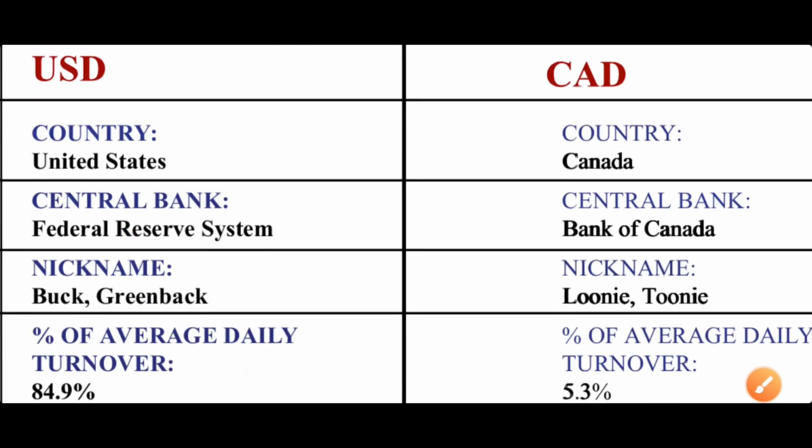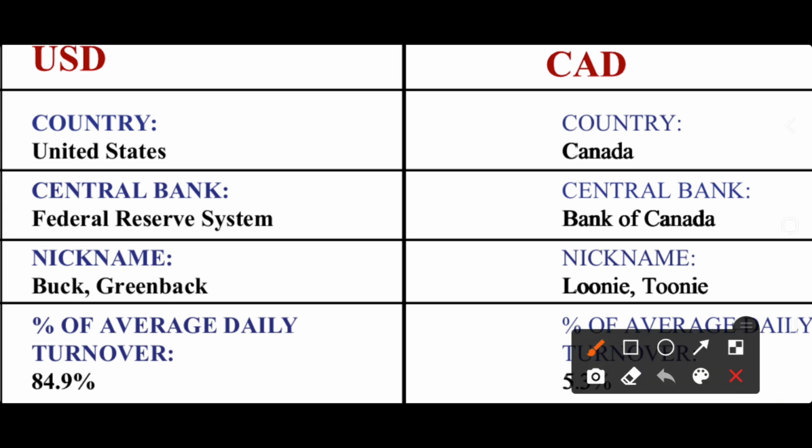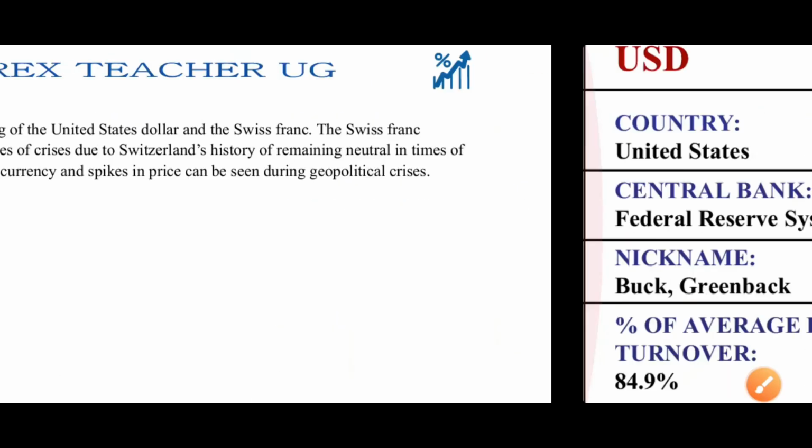So when we look at its further depths, USD is from the United States. The central bank is the Federal Reserve System. The nickname is greenback. The average percentage of daily turnover is 84.9. And on the CAD side, the country is Canada. The central bank is the Bank of Canada. The nickname is Loonie. The average daily turnover is 5.3%.